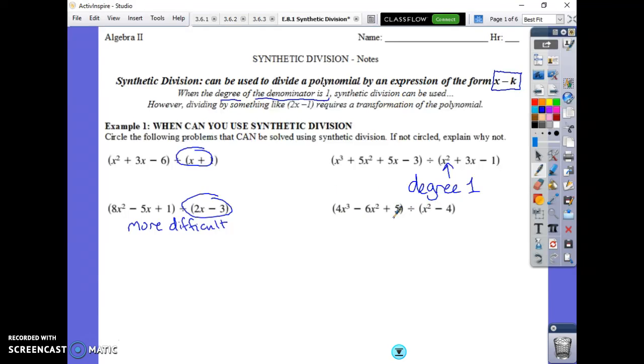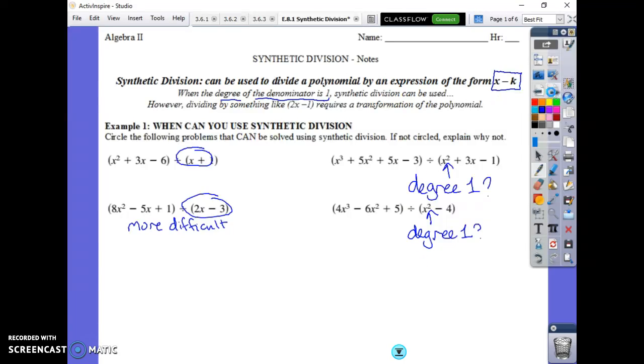The last one here, you look at it, make a decision right now. The answer you should have is no, because it's not a degree of 1. And I'm going to go ahead and put a question mark next to those. That's why we cannot do those. So we can't divide if it's a degree of 2 in that case.